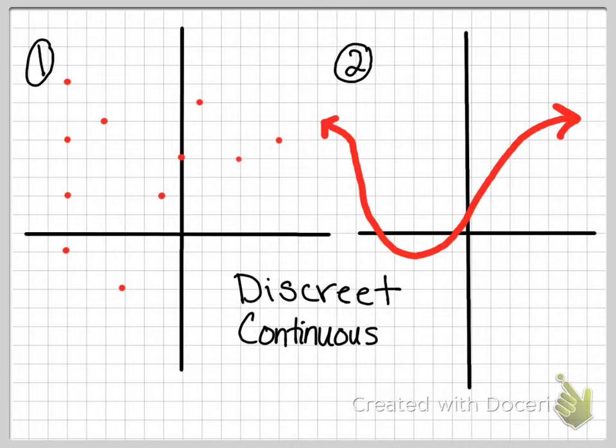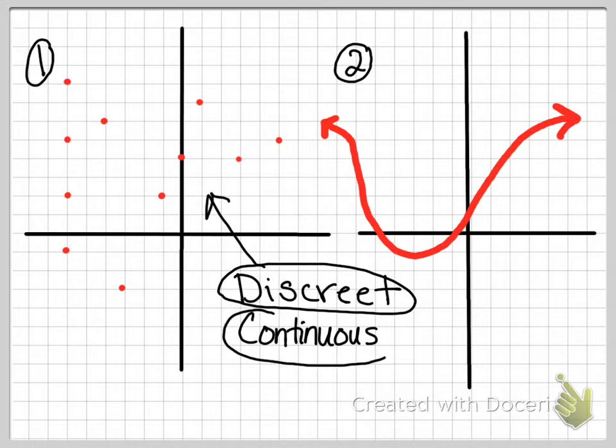All right, so that's pretty awesome. I'm pretty sure you guys got that right. Obviously, discrete is distinct points. That would be graph 1. Continuous is I put my pencil down and I continually draw. That would be number 2.